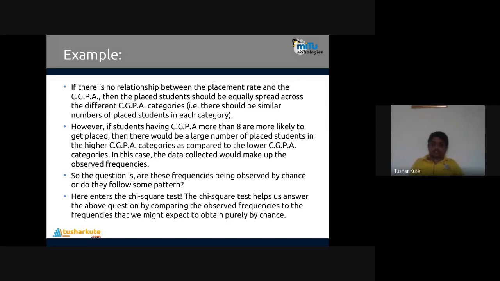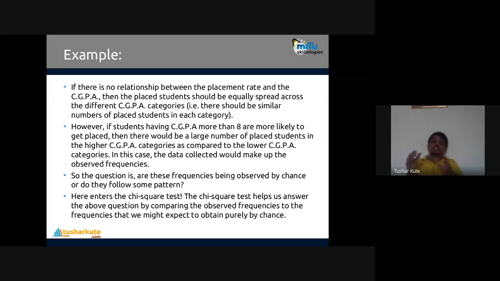Okay, there should be a similar number of placed students in each category. So in the first category 10, second 12, third 11, next is 10, last is 12, something like that, all are about the same. So you identify that there is no similarity, no connection present between CGPA and the count of total elements.